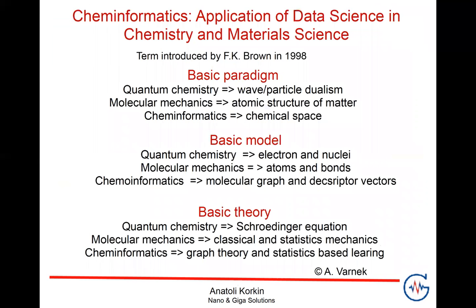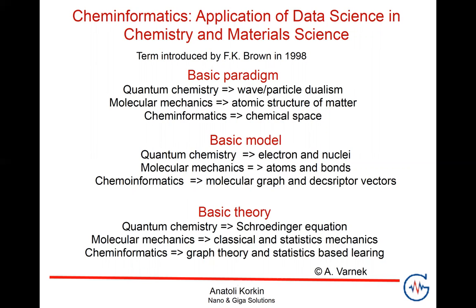So next set of tools, cheminformatics. Cheminformatics, or chemical informatics, is the application of data science in chemistry and material science. That definition actually was brought by Brown in 1998. So it's a relatively new science. Its basic paradigm is somewhat different from what we use in atomic scale quantum chemistry, for example.